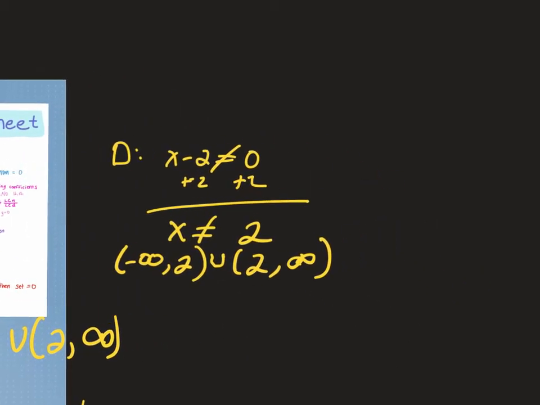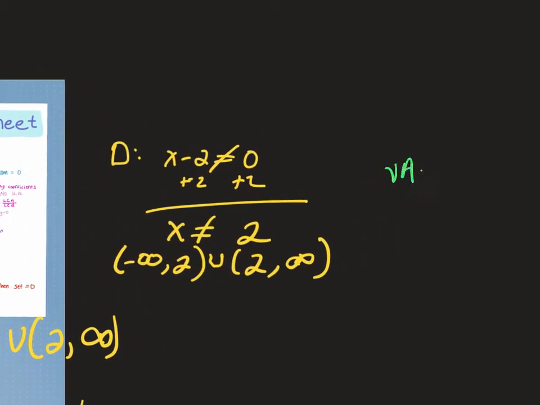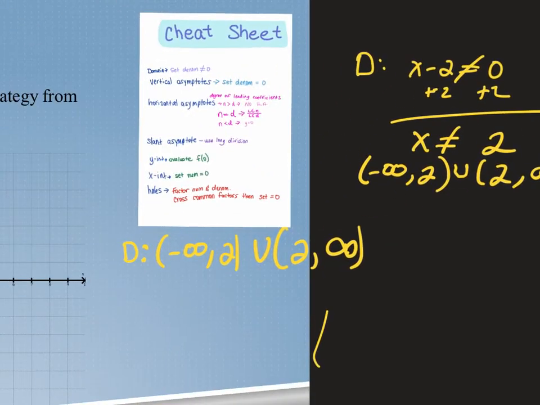So this is what I expect to see on your test. You guys are going to write vertical asymptote, okay? X minus 2 equals 0. Add 2 to both sides, so your vertical asymptote is at x equals 2. So you write VA, x equals 2. Everybody with me?